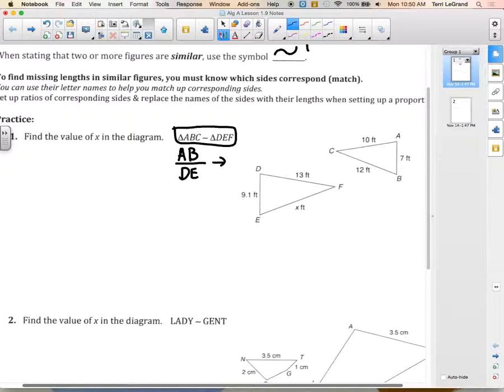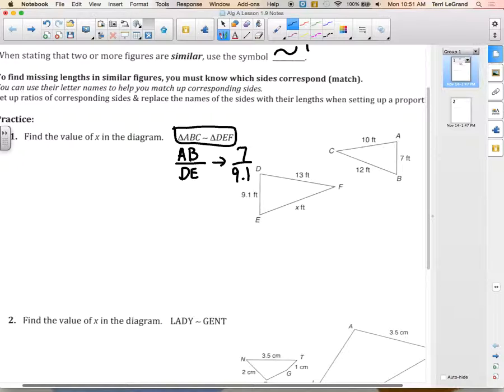So do we know what the length of AB is? Yes. What is it? 7 feet. So let's just do the 7 for right now. Because AB with nothing over the top of it, those letters just AB, that means length AB. So the length of AB is 7. What's the length of DE? Do we know it? 9.1. So it's 9 1/10. Okay? That's just one of the ratios that we could use in setting up a proportion.